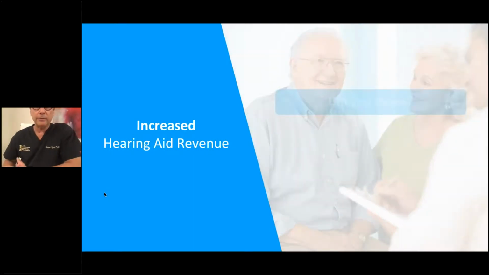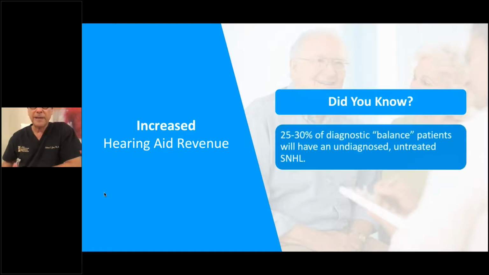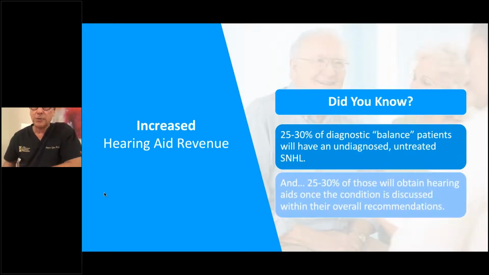Hearing aid revenue needs to be considered. It's estimated that 25 to 30% of people with balance problems have an undiagnosed or untreated bilateral sensorineural hearing loss. And it's not even on their radar screen. They're not going to Audible. They're not going to Slinky Dinky Tone. They're not going online. And 25 to 30% of those, when you make them aware of it and you talk about a continuum of care, will move forward with technology.